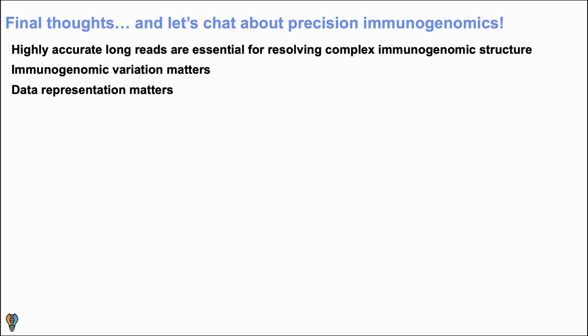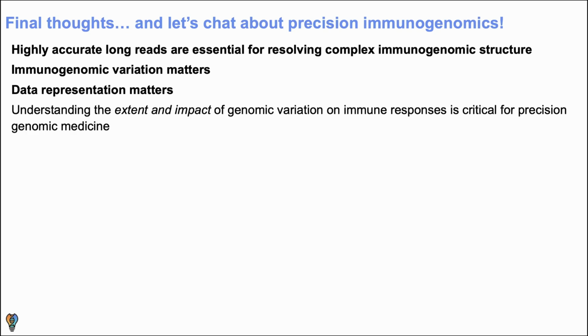Another thing I really want to drive home, and I know I said it a lot in the data, is that immunogenomic variation matters, right, for response, but also data representation matters. The different distributions of variants across populations is going to be critically important for us to understand why certain peoples are susceptible or resistant to certain diseases, and we should be considering that in the drug design process. Understanding the extent and impact of this variation in immune responses will be critical for precision genomic medicine.